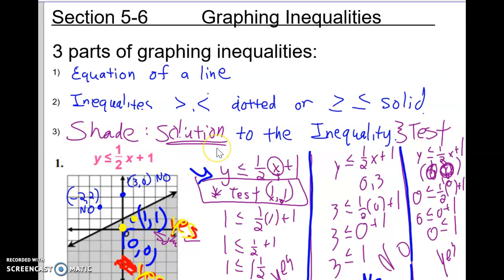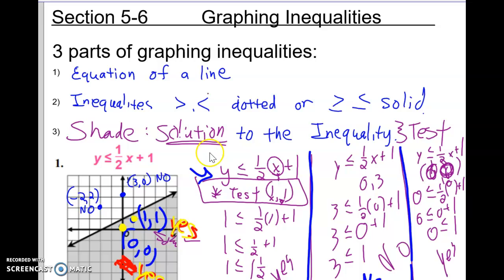Next is the shaded solution. This is the most important part. We're going to spend the most time on this today. So when I say shade, think solution, right? When I say shade, think solution in an inequality, and you test it.